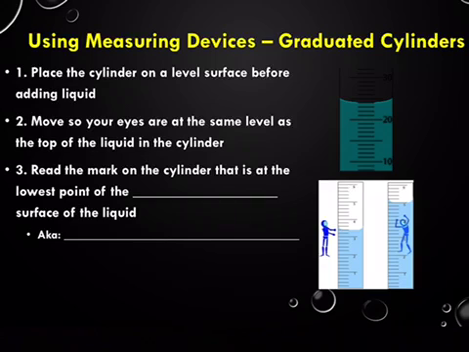So when we get into the actual lab, you're going to be asked to use graduated cylinders rather frequently. A graduated cylinder is used to measure the volume of a liquid. So to use one, you need to place the cylinder on a level surface before adding any liquid. And then you move your eyes so that they're at the same level as the top of the liquid line. So you need to read it at eye level. And then read the mark on the cylinder that is at the lowest point of the curved surface. And we call that curved surface, it has a name, it's called the meniscus.